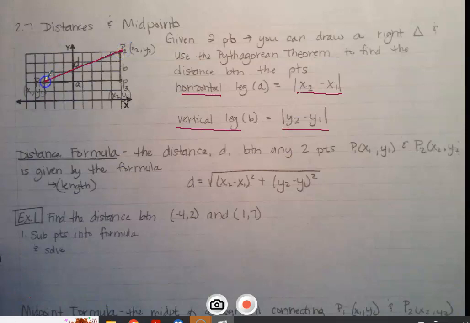Okay, given 2 points, you can draw a right triangle. So we're going to draw the right triangle. We're just going to connect these points. Okay, and you can see that says side A or leg A and leg B. Can you see that in your diagram? Okay. I can see it now that I drew it.